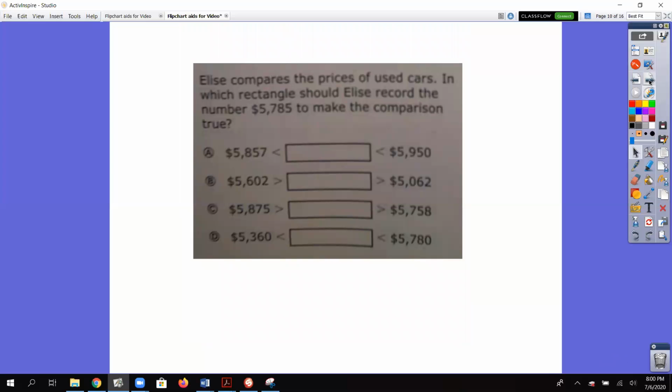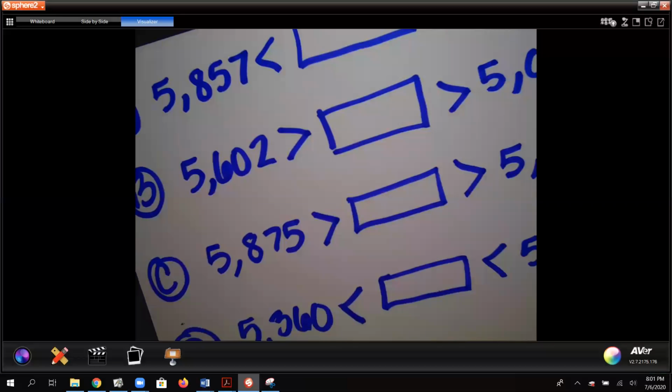It just says, Elise compares the prices of used cars. In which rectangle should Elise record the number 5,785 to make the comparison true? So this is a perfect example of how to use in-between boxes and how it can be helpful. So we're going to go ahead and put that number in each one. So 5,785.